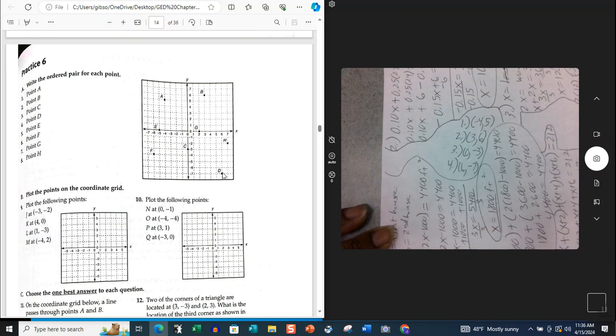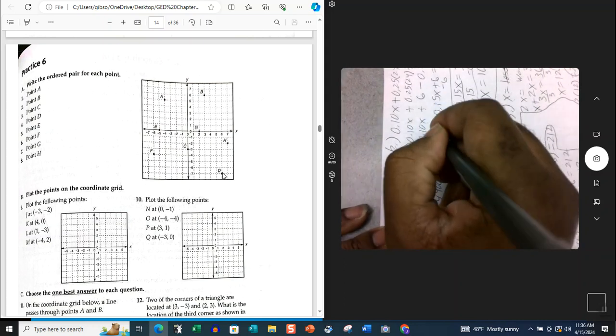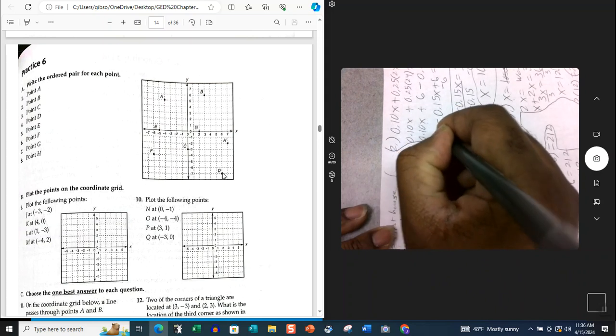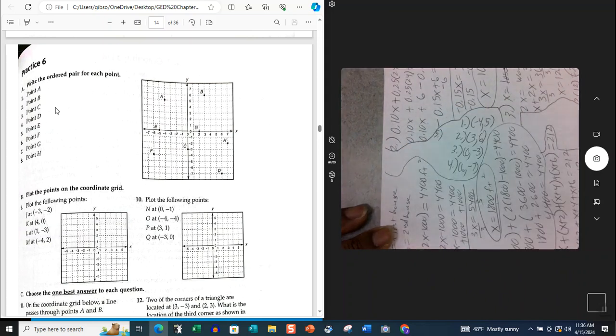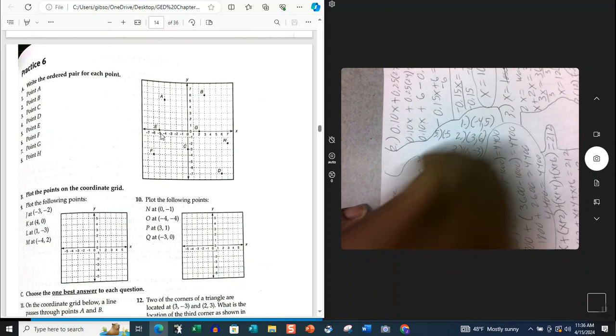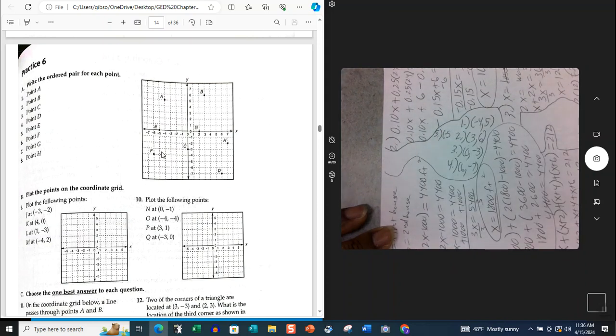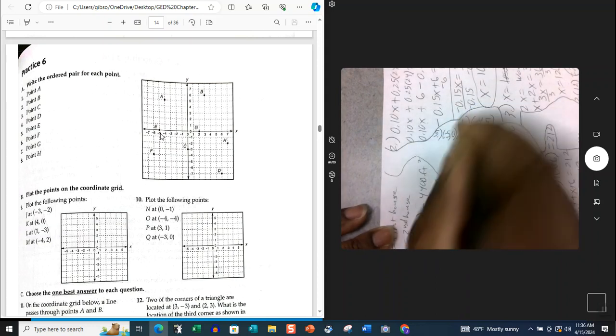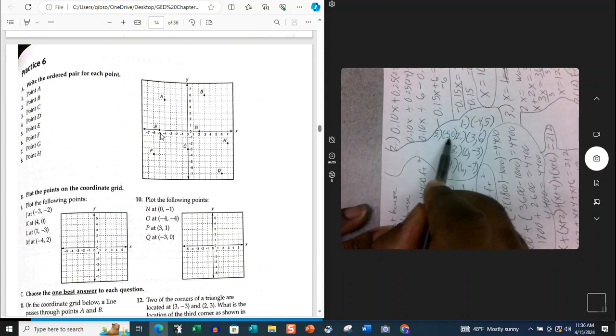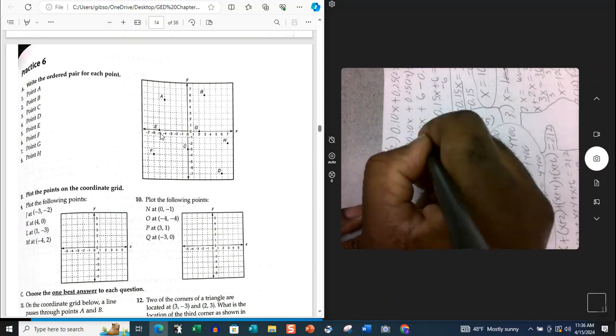So now that's problem number 4. Now we go to problem number 5. Problem number 5 is point E. So if we go here to point E, we notice on the x-axis that's -5. But if you notice, we didn't go up or down from our x value. So y would be 0. So your ordered pair is -5, 0.